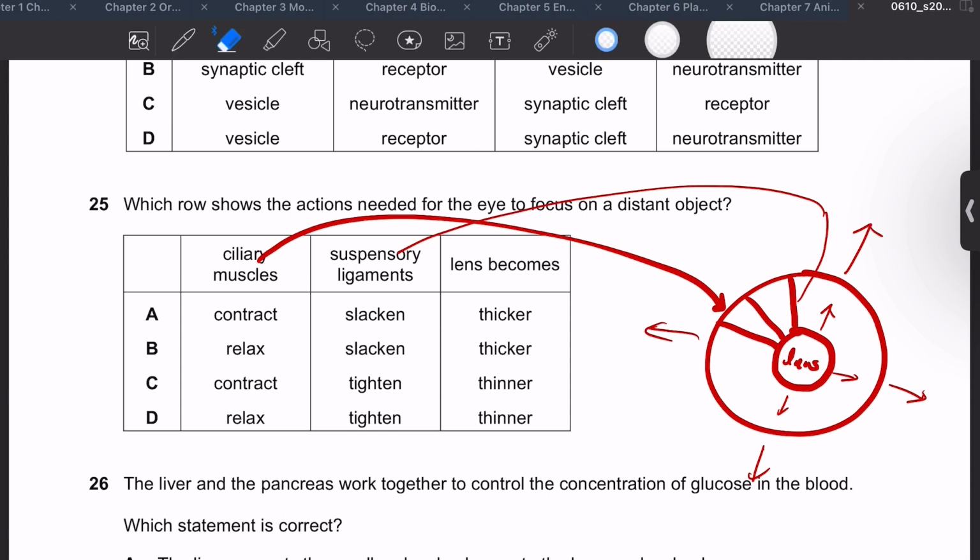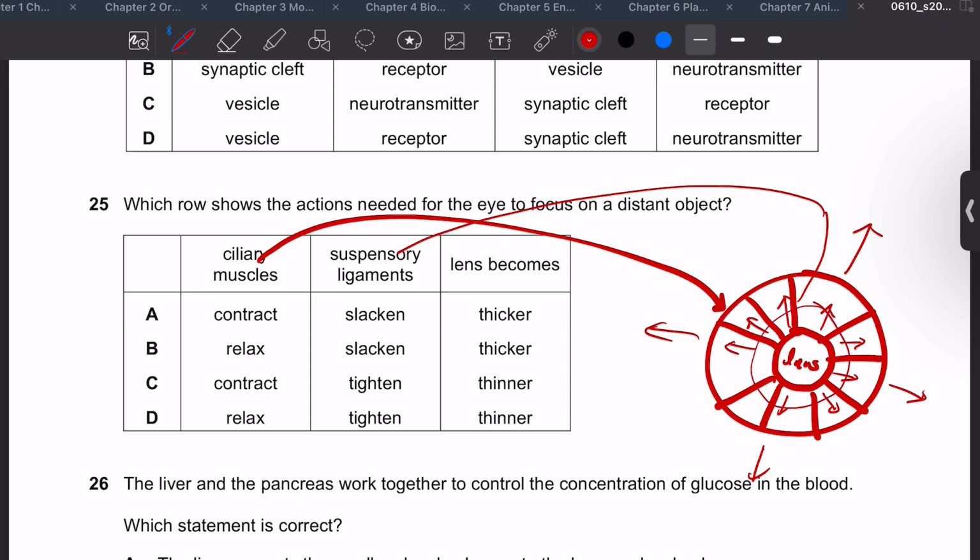So now suspensory ligaments are pulling the lens in many different ways. So it causes the lens to become stretched. So it becomes thinner. It was initially like this, but if it becomes stretched, the lens becomes thinner. Right?